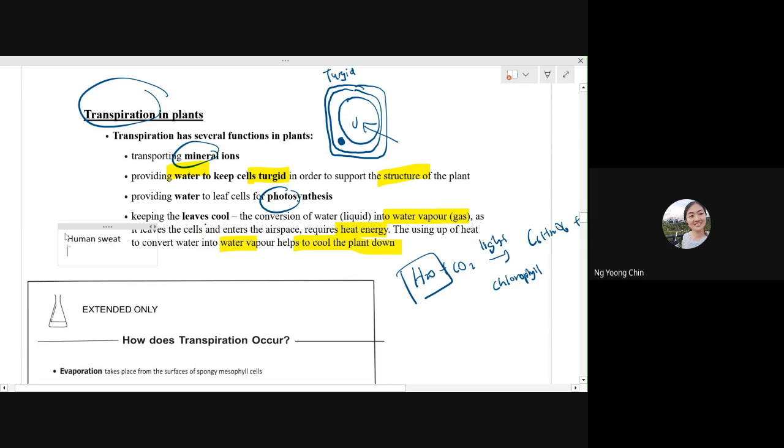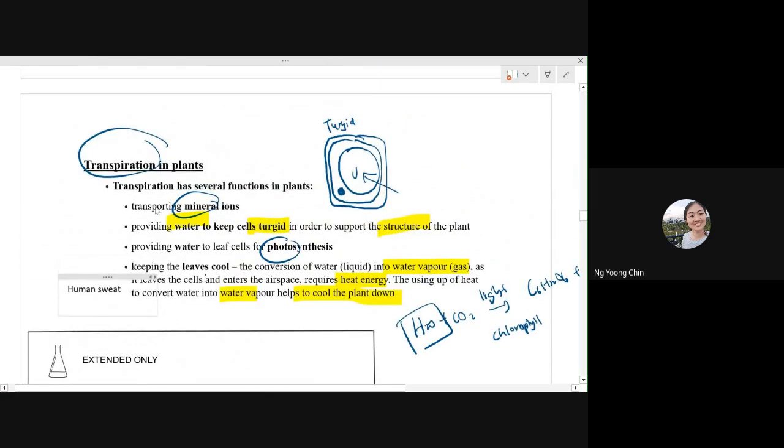Because sweating also involves the evaporation of water, right? This evaporation of water will be able to absorb some heat energy, so this will reduce the temperature of our body. Okay, so that's all. You should remember the importance. The purpose of transpiration is that it helps to carry out those functions.